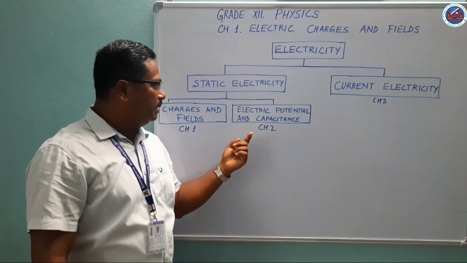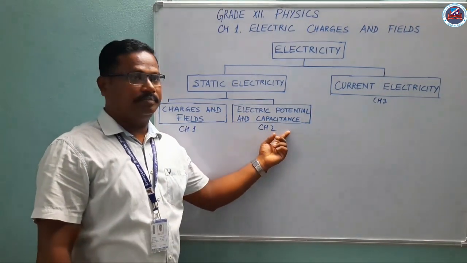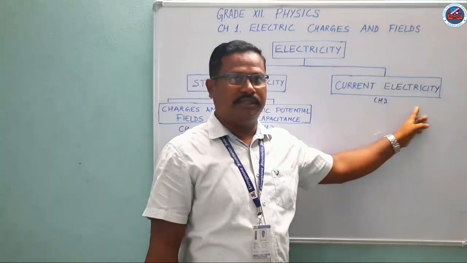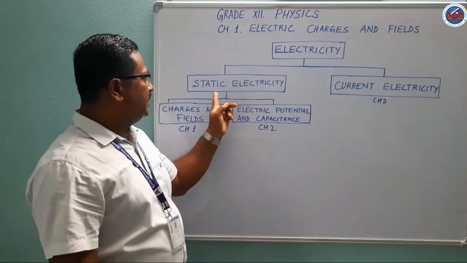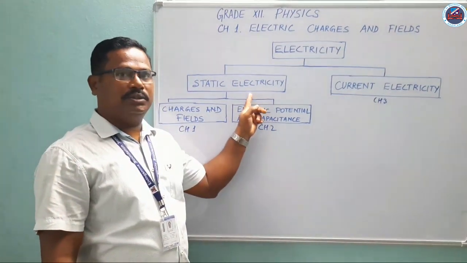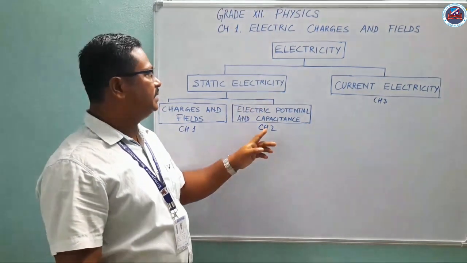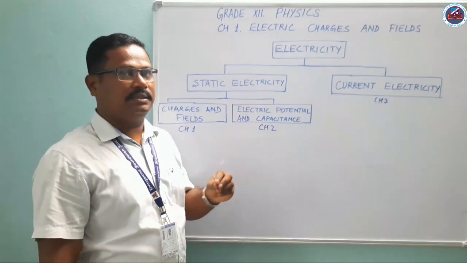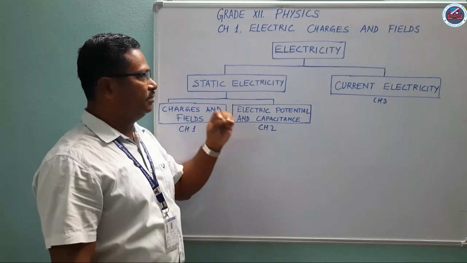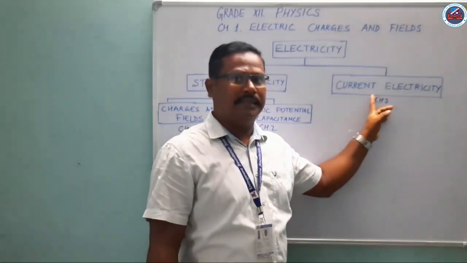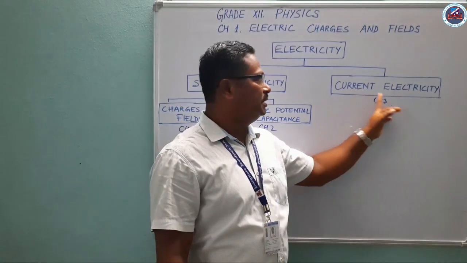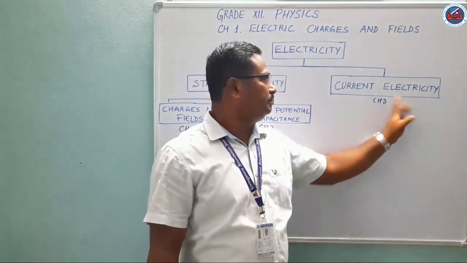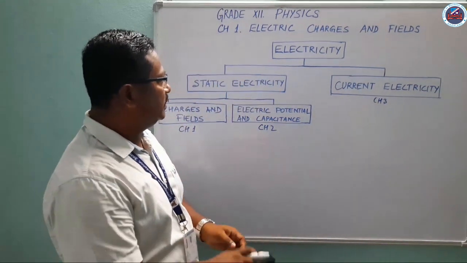The next chapter you will be studying is electric potential and capacitance. And then in the third chapter you will be studying current electricity. Static electricity is also known as electrostatics. In electrostatics, the charges do not move in conductors. They are at rest. That's why we call it static. Static means at rest, and current indicates motion. When the charges are in motion, we call that current electricity. So it is like this, the flow chart.